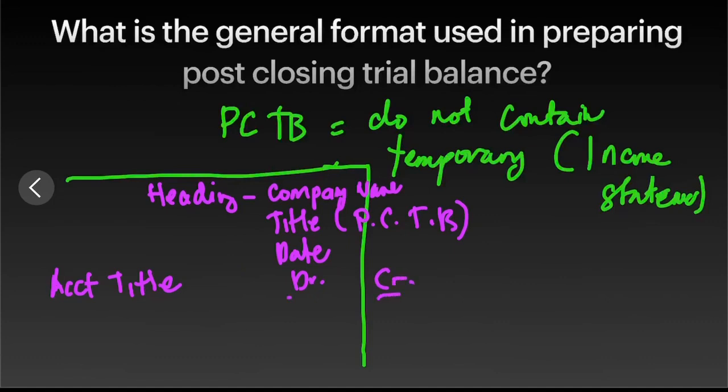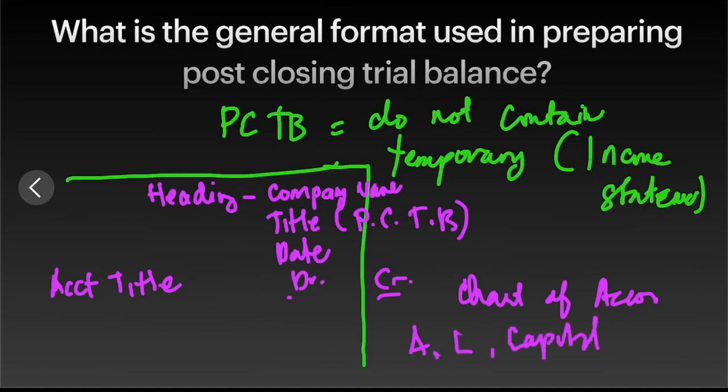Obviously you do not have to write the words debit and credit. You just make a presentation of a trial balance, arranged according to the chart of accounts, where you first list your assets, followed by your liabilities, and then your capital account. And that is the common format being used in a post-closing trial balance. You have your heading and your details, account title, and the debit and the credit balance.